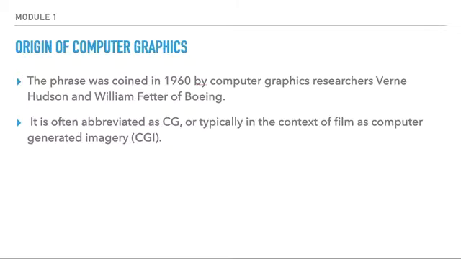Before going into the basic concept, we'll talk about the origin of computer graphics. The phrase computer graphics was coined in 1960 by computer graphics researchers Werner Hudson and William Fetter of Bonn. It is often abbreviated as CG and typically in context of film as computer generated imagery or CGI.